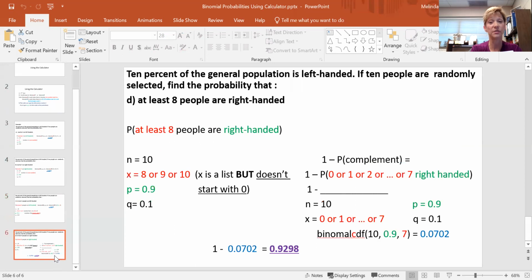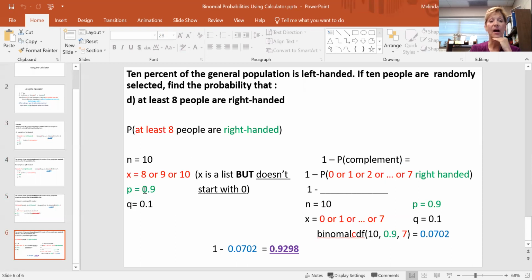After hopefully you froze it and you're doing that. 10% are left-handed, 10 people are picked. Find the probability that at least 8 are right-handed. All right, so the probability that at least 8 are right-handed. Now, again, at least does not mean less than. At least means that's my minimum. So at least 8 means 8 or more. So that's why I have X being 8 or 9 or 10. I stopped with 10 because that was my total.